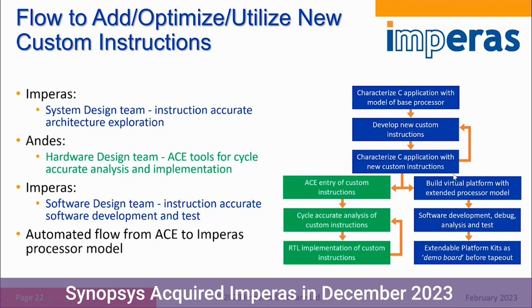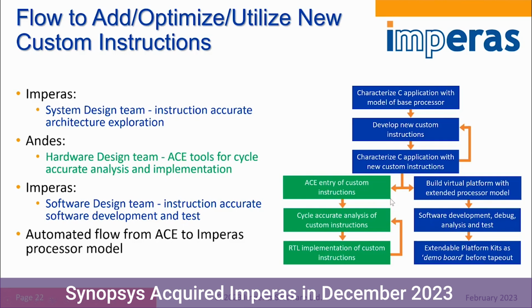And on the blue side, you can now add your ready-to-go custom instructions into the virtual platform. Now you have your customized processor model. And the software team can start early on with software development, debug, analysis, and test. And these two can go on in parallel, which cuts down more cycles.